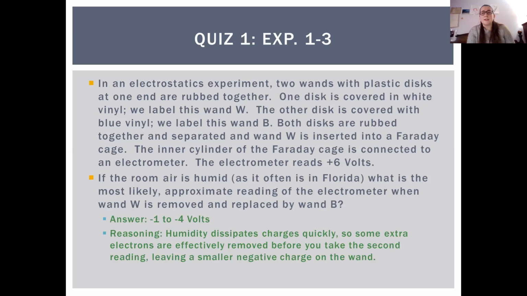Right? We would expect to have -6 because you've rubbed them together. Conservation of charge says they should be oppositely charged but the same magnitude. And yet we have this humidity that makes the system not closed. So the humidity is stealing away some of that charge.